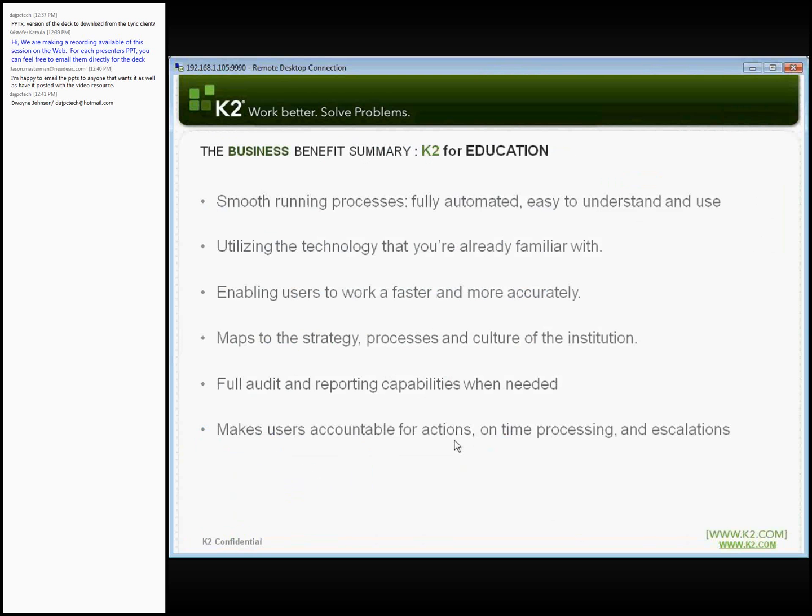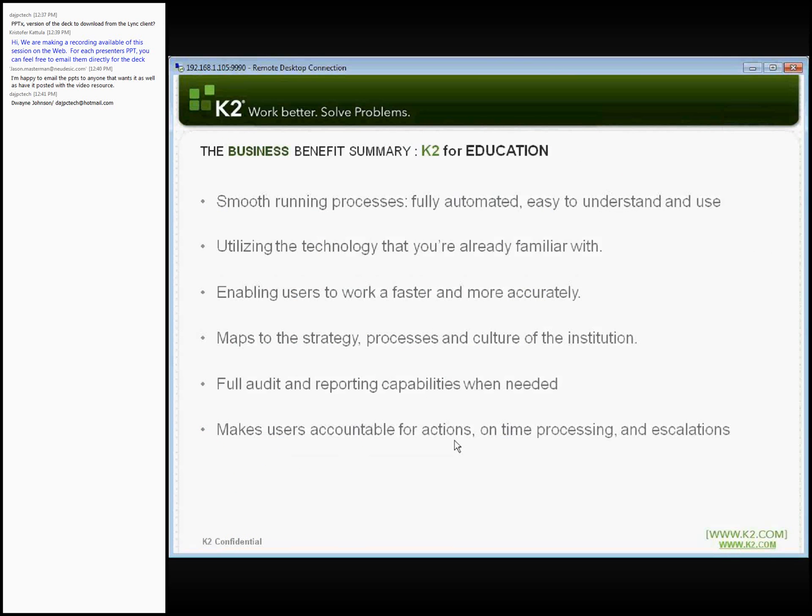So really, the benefit, again, is those smooth running processes: fully automated, easy to understand. We saw everything we needed in one unified place inside of SharePoint. We didn't have to swivel chair or make phone calls. We could see it all in one place, utilizing technology that we're familiar with.